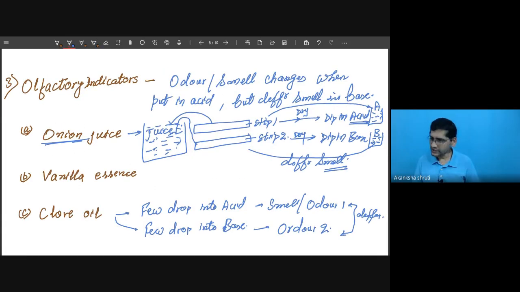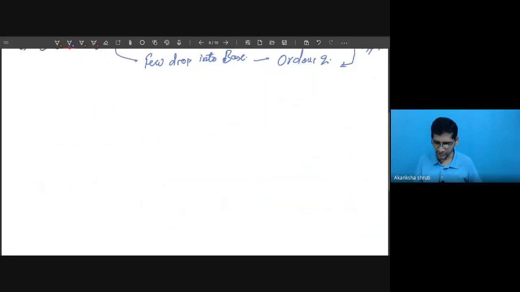No need to write smells like pungent, bitter or sweet. No need to mug up those things. Though there is a table, it is beyond your scope. You do not have to study it, so we will not write that much.